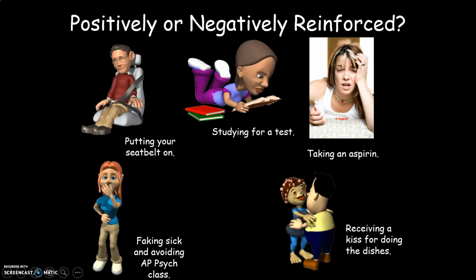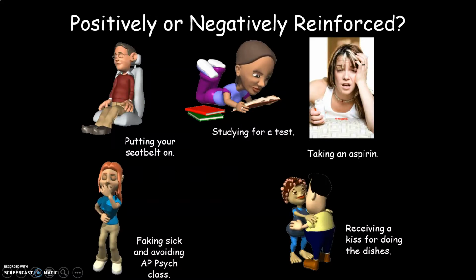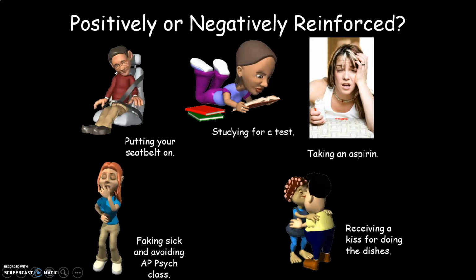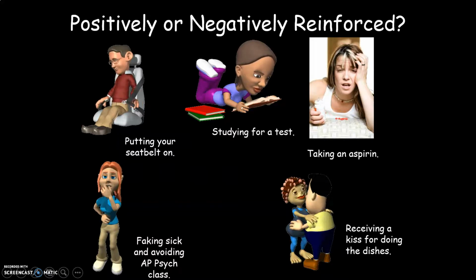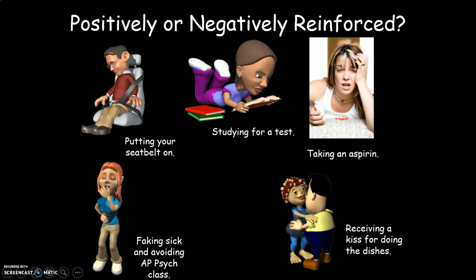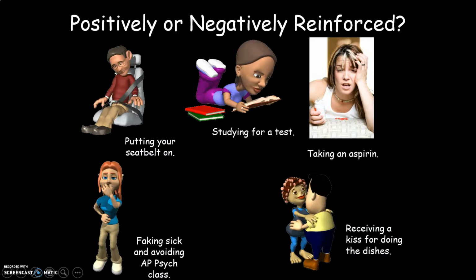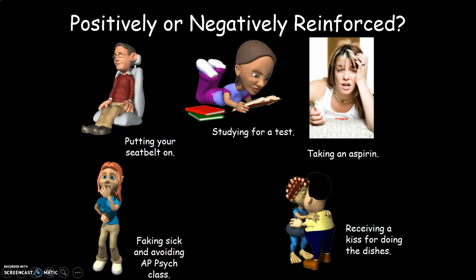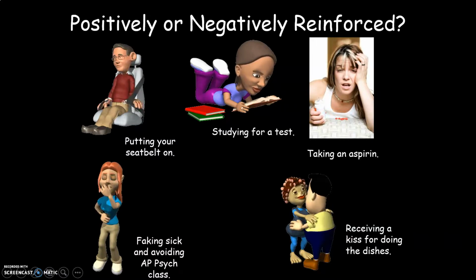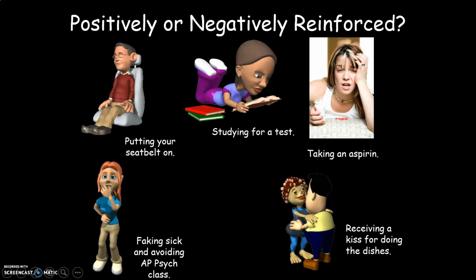Okay, studying for a test, this one could go either way, so this is where wording is important. If you're studying for a test to avoid a failing grade, the failing grade is the unpleasant stimulus, so it's going to be negatively reinforced because you're taking away the unpleasant stimulus. If you're studying for a good grade, it's going to be positively reinforced. So you really, really have to be careful when looking at examples of this. In both cases, the behavior is repeated.